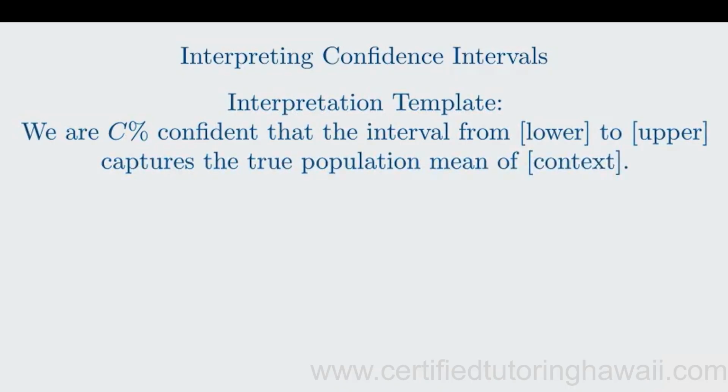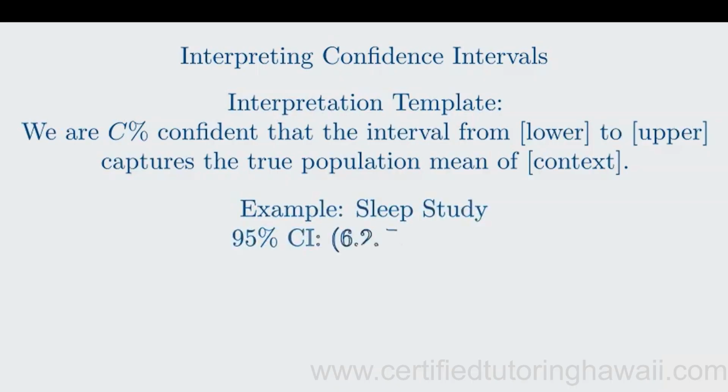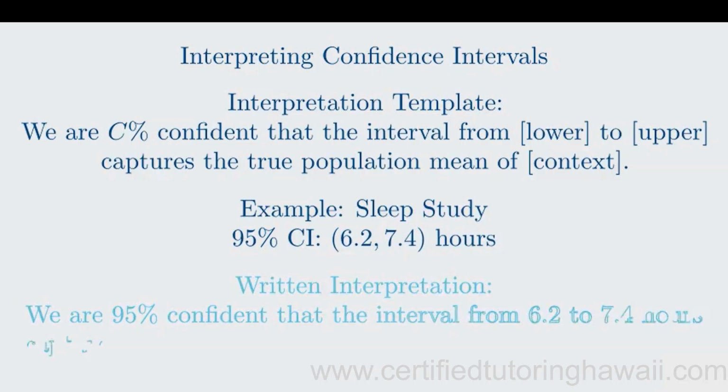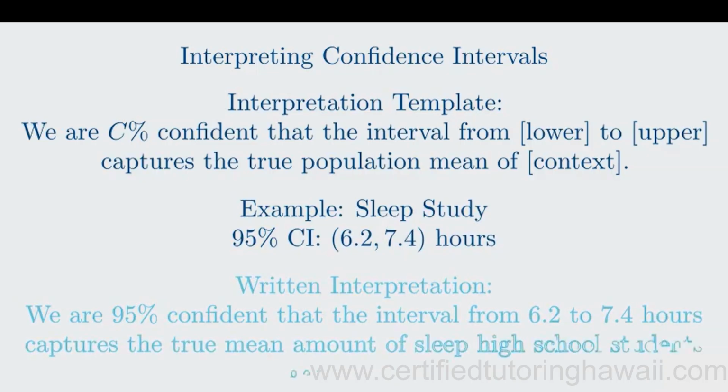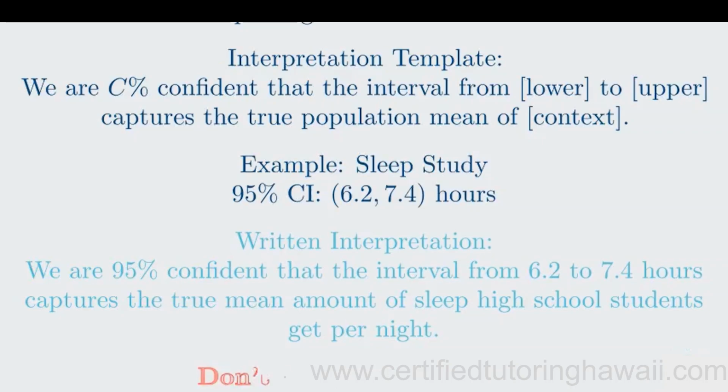Let's try an example. Suppose a researcher wants to estimate the average amount of sleep high school students get per night. Based on a random sample, they calculate a 95% confidence interval of 6.2 to 7.4 hours. Notice how we include three things: the confidence level, the interval values, and the context, which is the average sleep for all high school students.